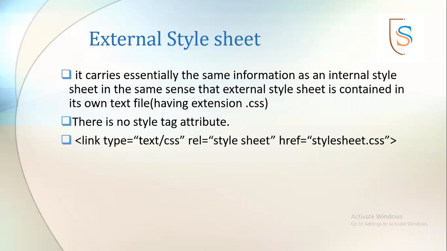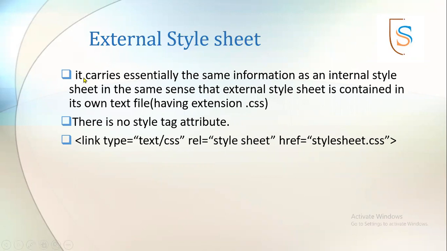In the previous class, we discussed the CSS types. CSS can be of three types: internal, inline and external. Like we discussed inline and internal CSS in our previous session. Today we are going to discuss the external style sheet.